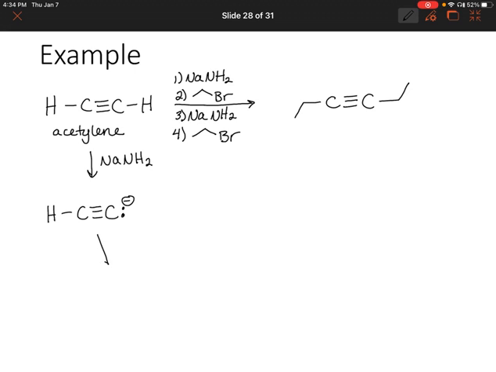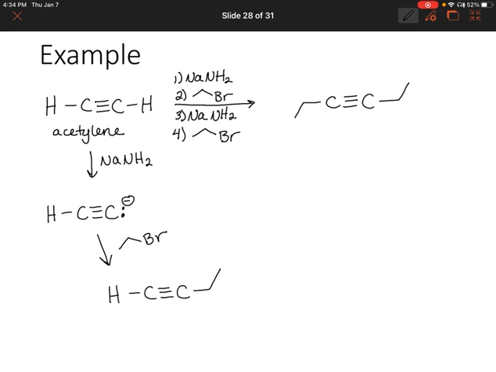And then we add our first alkyl halide. So that's going to add to the right-hand carbon because I arbitrarily chose that one to lose a hydrogen from. But either side works. You could start with the left side too.